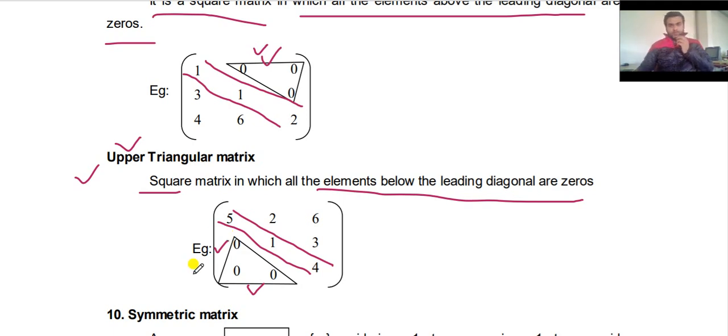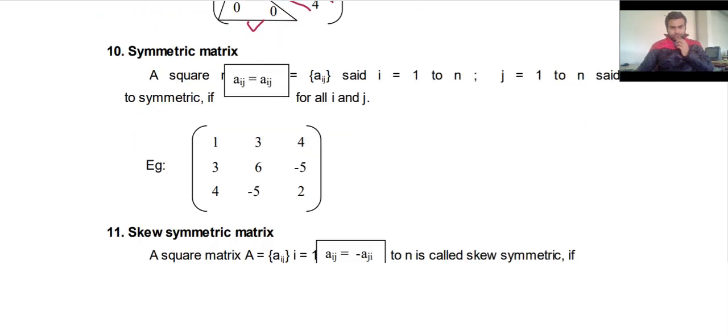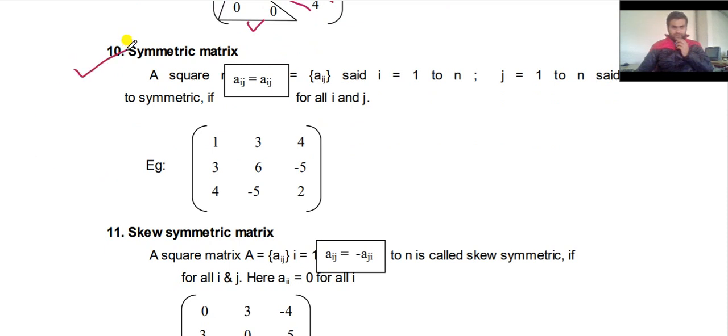Okay. So next is the symmetric matrix. A symmetric matrix is a square matrix in which Aij equals Aji. Here, i denotes the number of the row and j denotes the number of the column. But in the second case, j represents the number of the row and i represents the number of the column.